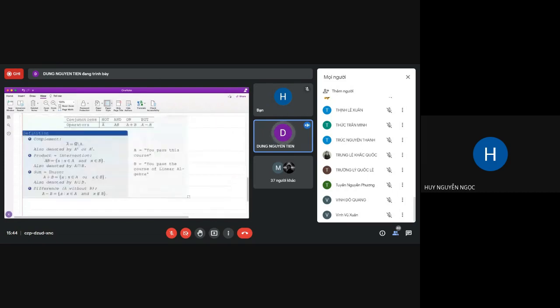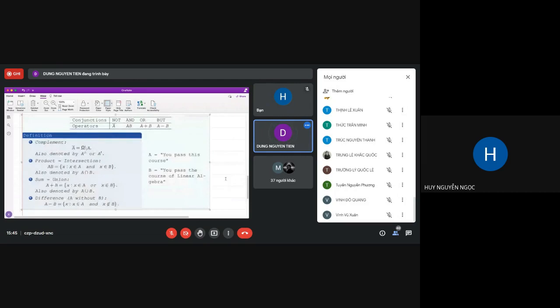Suppose that we have the conjunctions and, or, but. For example, A is the event that you pass this course, B is the event that you pass the course of linear algebra. Then A and B is the event that you pass both courses. A or B is the event that you pass this course or the other course. A but B is the event that you pass this course, but you don't pass the other one, right?